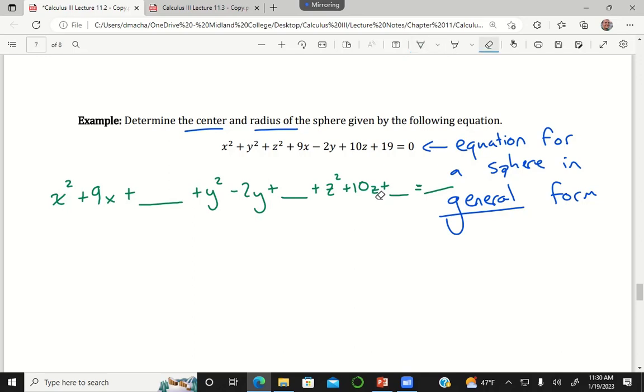And then I'll set this equal to negative 19. I'll just move that 19 over to the right-hand side, okay? And so what I have left in the blank is a place to add just a little constant value. And this is called completing the square.